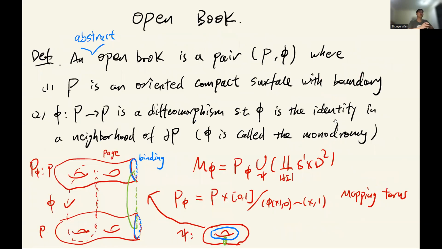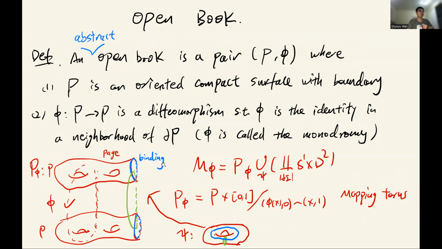Okay, so next I want to talk about the open book. An abstract open book, or just an open book, is a pair (P, φ) where P is an oriented compact surface with boundary, and φ is a diffeomorphism satisfying that φ is the identity in a neighborhood of the boundary, and we often call φ the monodromy of the open book. P we call the page of the open book, and the boundary of P the binding of the open book.